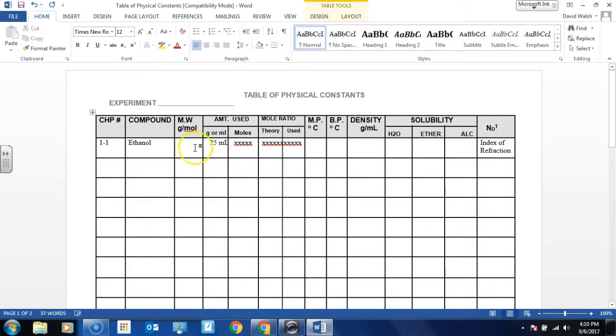So I think that covers all the columns here, right? Your CHP number that you made up, the compound, its molar weight from the CRC, how much you're using in the lab, 25 milliliters. These columns, we'll talk about them later at a different time. The melting point, the boiling point, the density, and then its solubility in H2O, ether, and alcohol, and then its particular index of refraction. Yep, that's all the categories there.